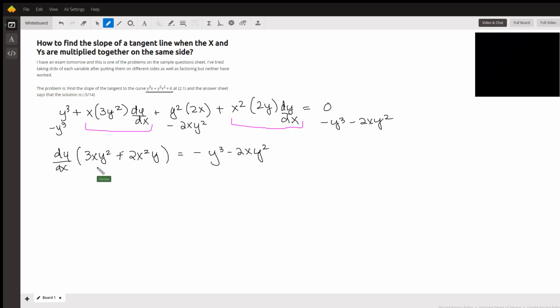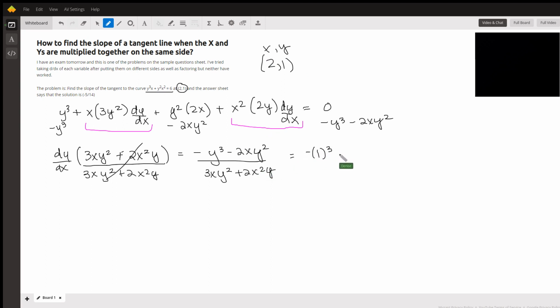To further isolate dy/dx, we divide both sides by this. This cancels out, and so this is what we're left with, dy/dx. Now, since they give us the point (2, 1), this is x and this is y. We can plug these into this equation we found to find the slope.